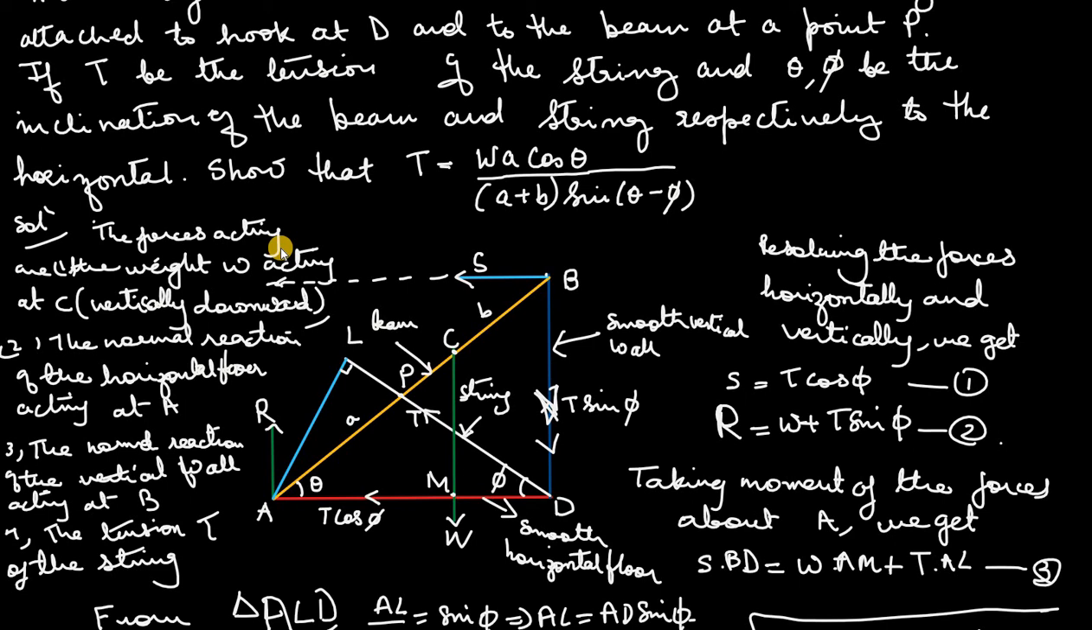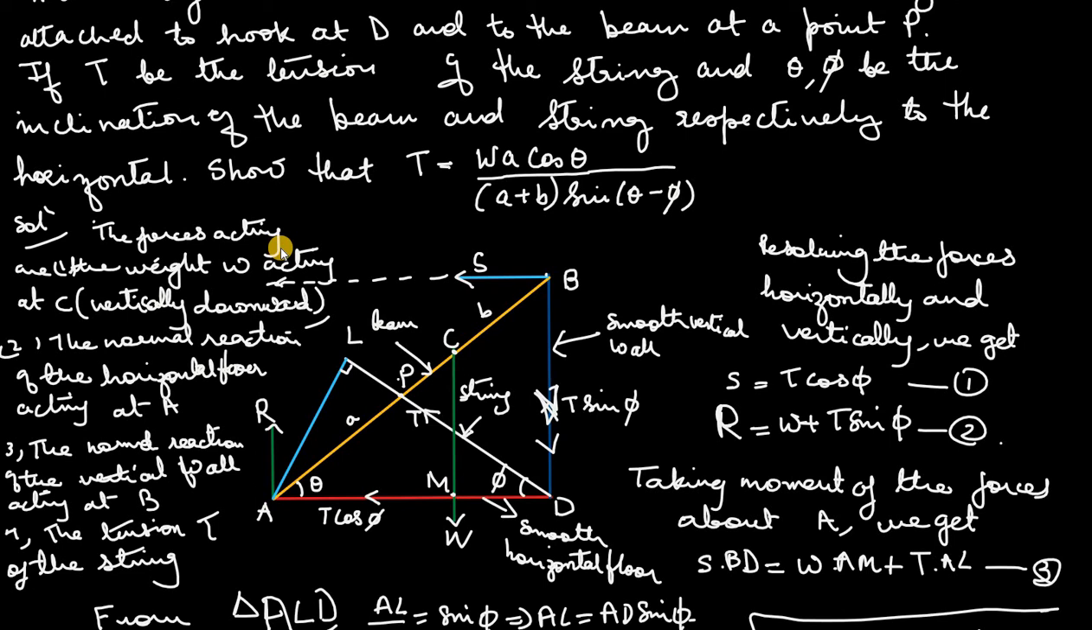Now the beam is inclined at angle theta to the horizontal, and a string whose tension is denoted by T is hooked at this point D, and the other end is attached to a point P on the beam. Since C here is the center of gravity of the beam, it divides the beam AB into two portions.